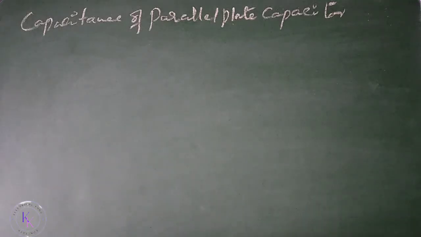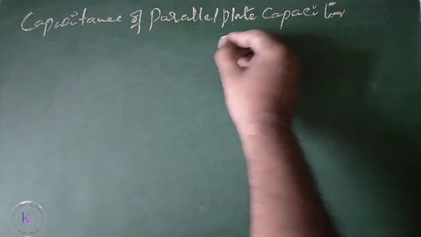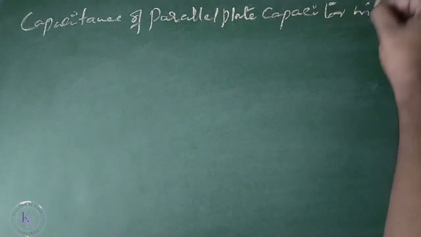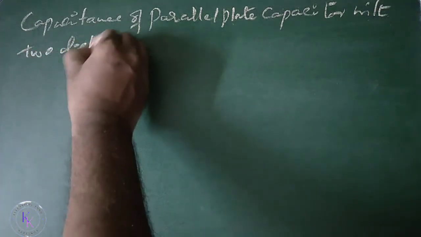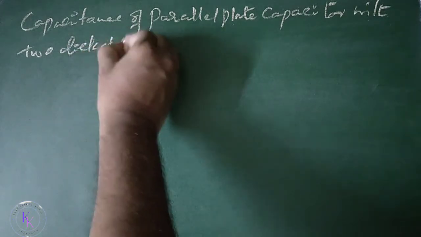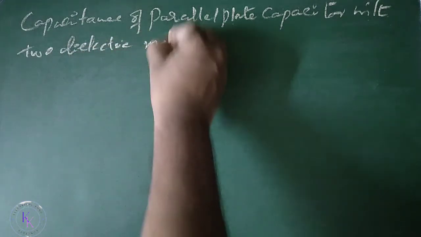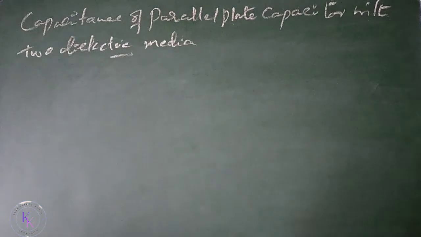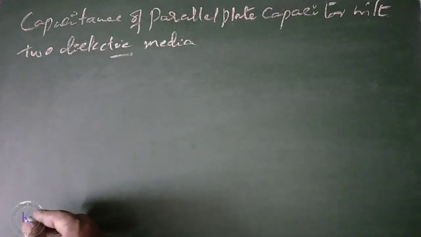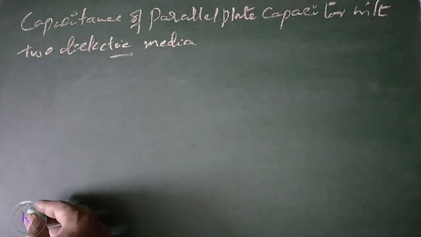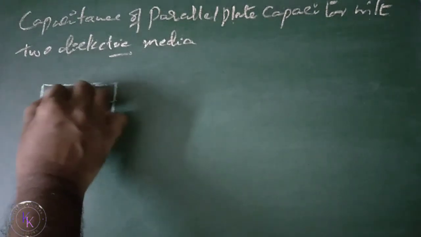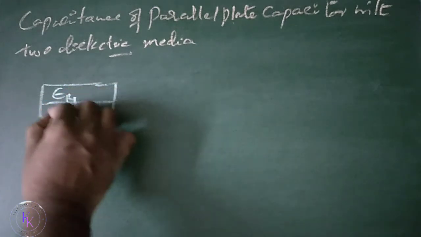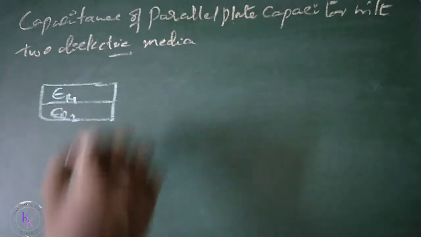Capacitance of the parallel plate capacitor with two dielectric media. Consider a parallel plate capacitor with space between the plates filled with two different insulating materials. So this is epsilon R1 and this is epsilon R2, the relative permittivities.